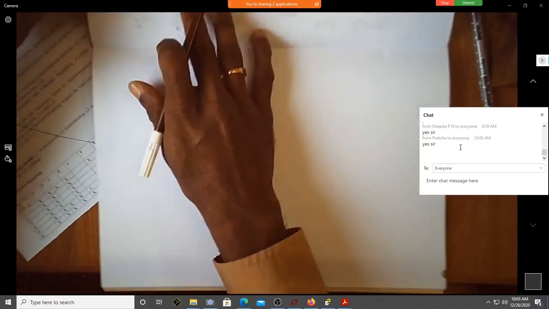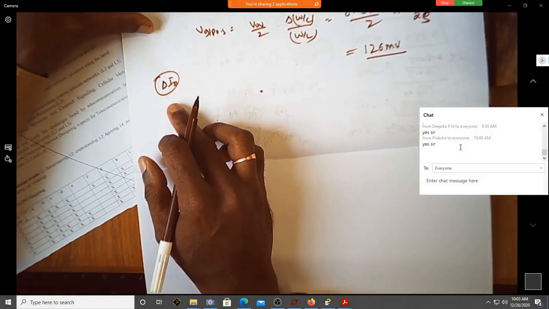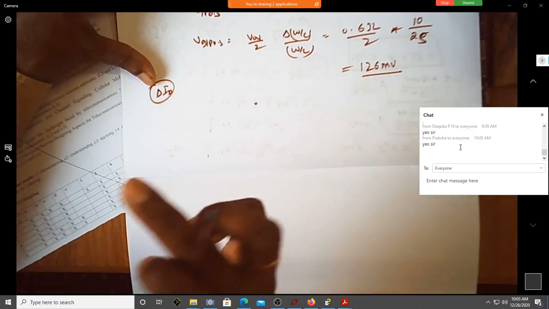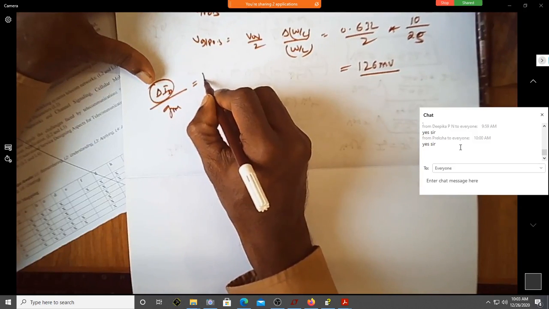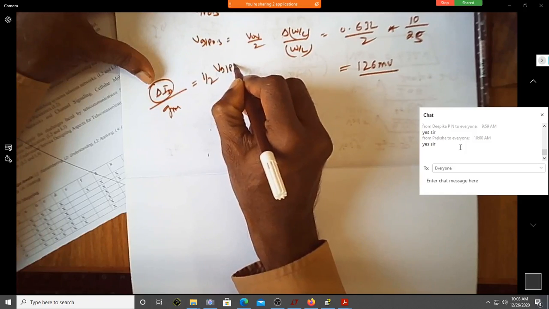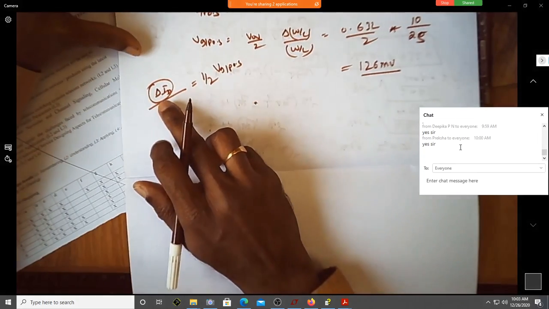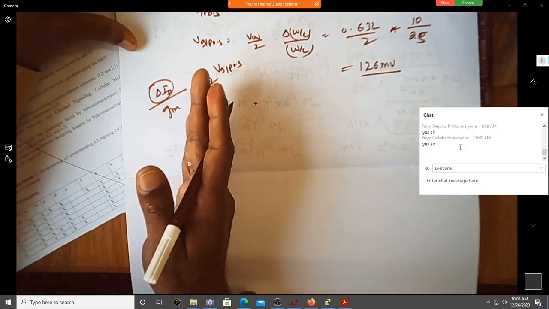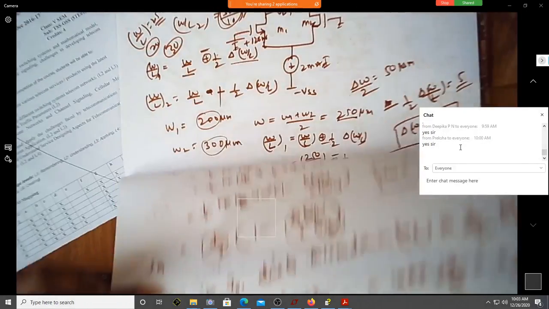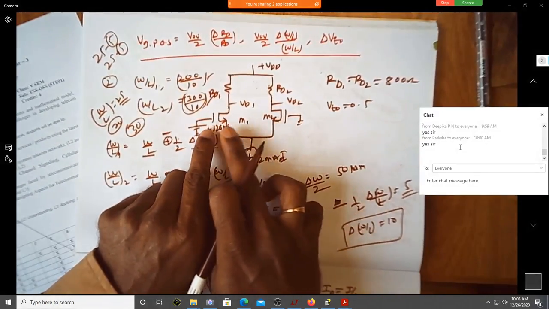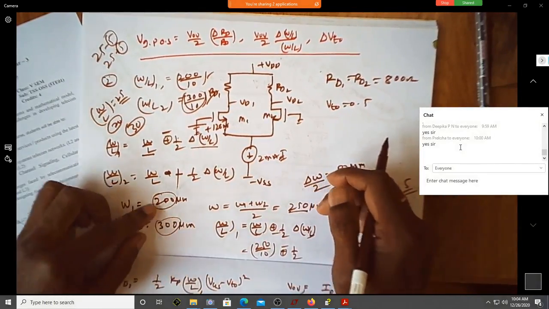How that half we got is, you had this delta ID, no? Change in current. Change in current on one side of the transistor divided by GM is equal to half of the input offset voltage. Getting the point? Because this change in current is happening at only one side. You'll be having the identical change on the other side also, because we have assumed the changes in these two are exactly equal. Are you getting the point?